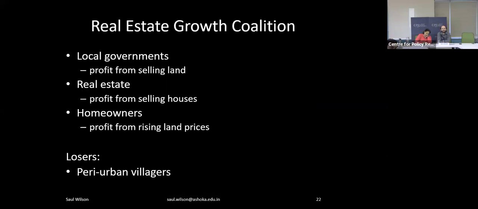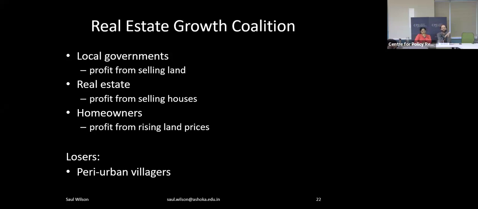Next slide. So local governments are a key part of this real estate growth coalition. They're more than happy to support the real estate sector. Of course, real estate developers are also quite happy to engage in selling houses because local governments are pushing up the price of land, and that means that housing prices are also going up rapidly, and real estate developers can profit from these rising housing prices. And homeowners are more than happy to join this growth coalition as well, because they've often been given very cheap housing as part of the housing reform that occurred in the 1990s, and now they can watch the house prices rise while they already have a house in their hands.